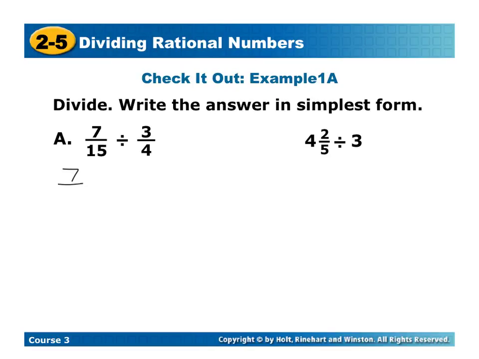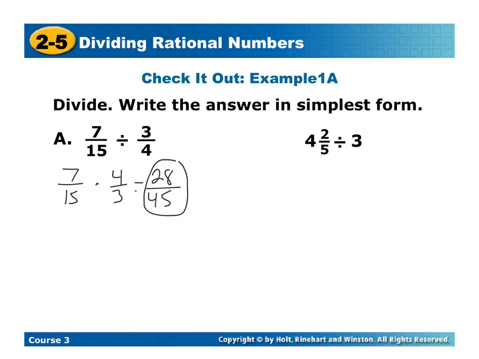Okay, so here we have 7/15. We're going to flip over 3/4 and make it 4/3. Going to multiply, nothing we can reduce. 7 times 4 is 28. 15 times 3 is 45. Since 28 is just 4 times 7 and 45 is 5 times 9, no common factors. So 28/45 is our final answer.